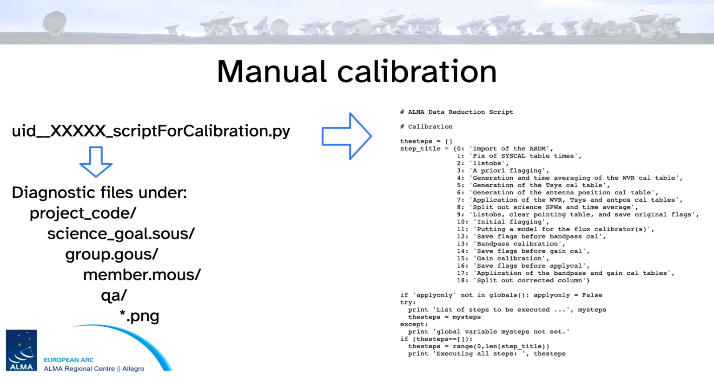Older datasets have been calibrated manually using the script for calibration. At the beginning of the Python script, the different calibration steps are listed. When running this script, calibration plots are saved in the QA folder. These are similar to the ones now produced by the pipeline, which will be discussed in the remainder of this video.